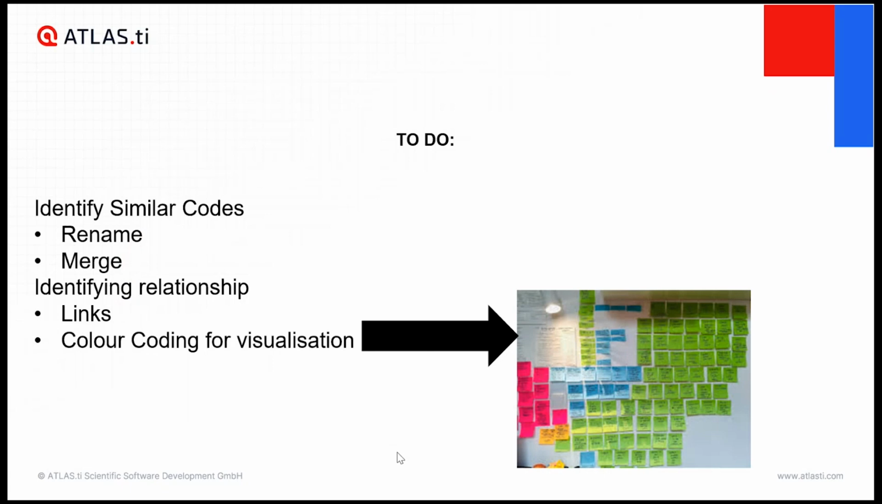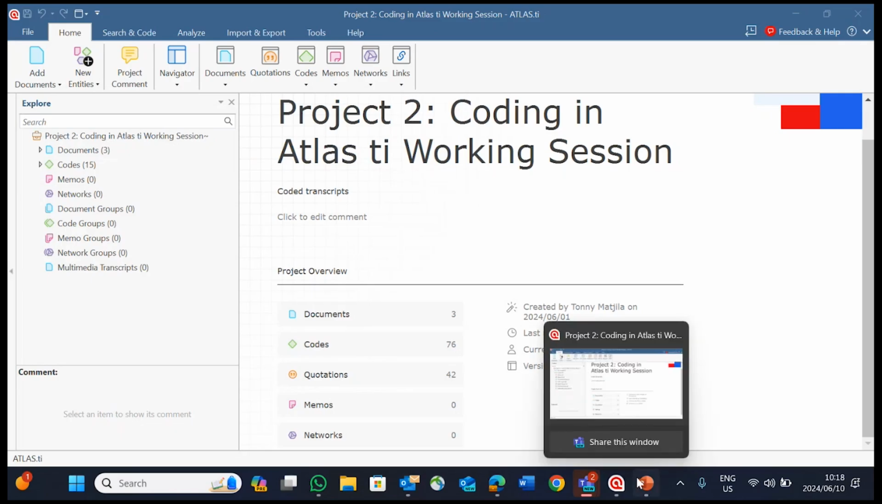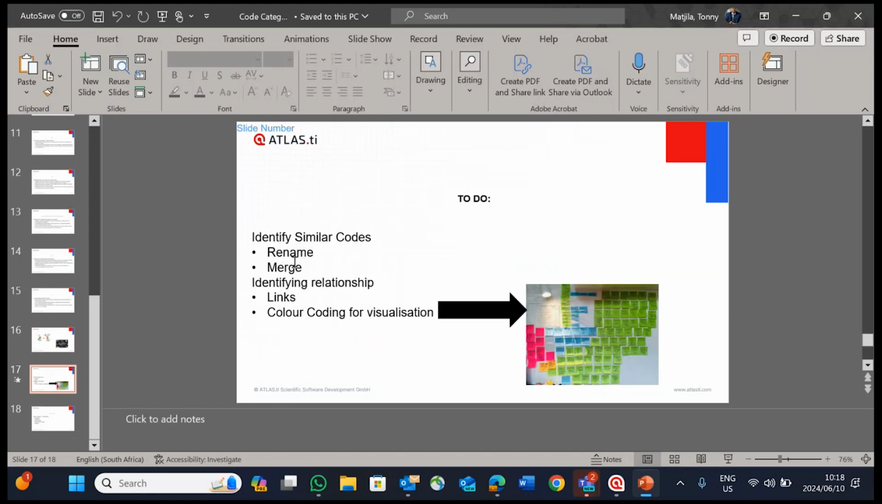And I think the next activity now, I will just guide you. Let's participate in developing these codes. Let me go out now and go into our project in Atlas TI. Yes, so remember the to-do list. What we need to do is to rename, merge, identify the links, and so forth. I have done my part on the last slide, but I just want to take you through this process, and we'll come back and compare.